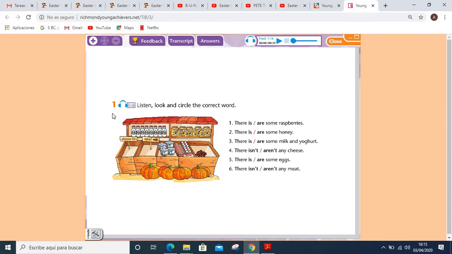Okay, exercise number 1 says: listen, look, and circle the correct word. So we have to listen, because this is a listening. We have to look at the picture, and then we have to circle the correct word. In this case is or are, isn't or aren't, yes? So let's listen. Ready? Go.